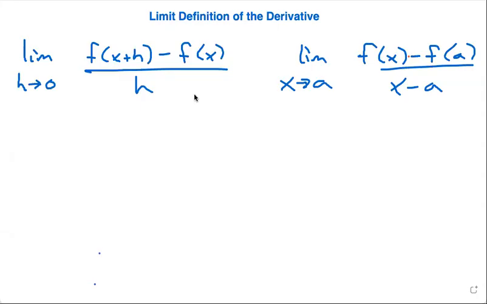So the limit definition of the derivative. What the derivative finds is several different things. It finds the slope of a tangent line at one instance in time. It also finds the instantaneous velocity. And there are two different formulas that are applied here.